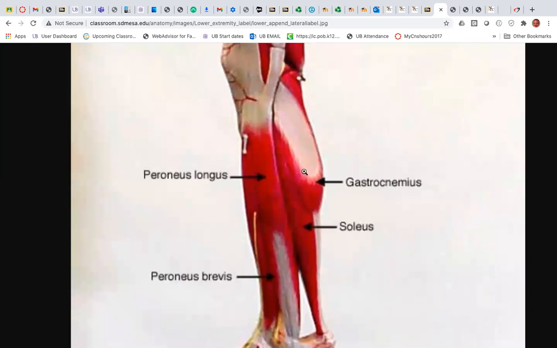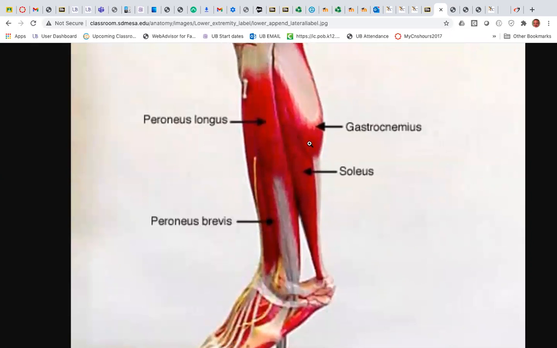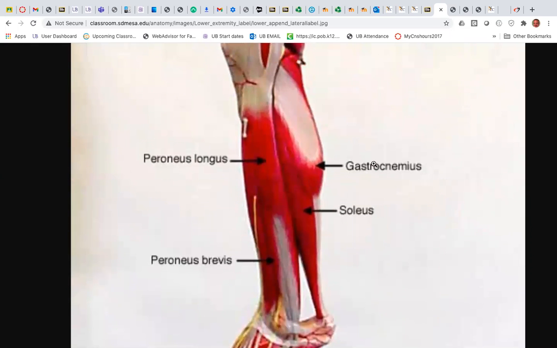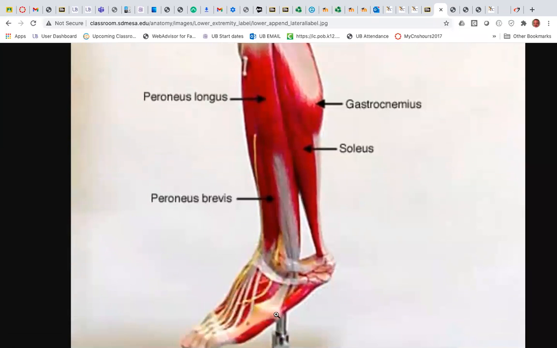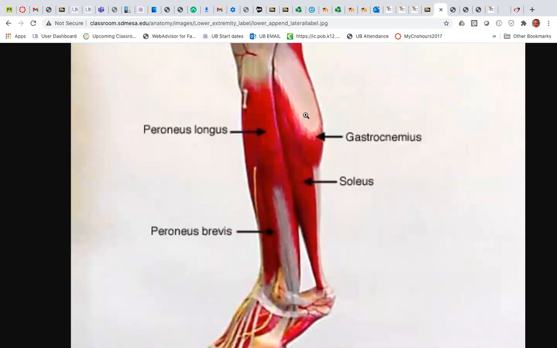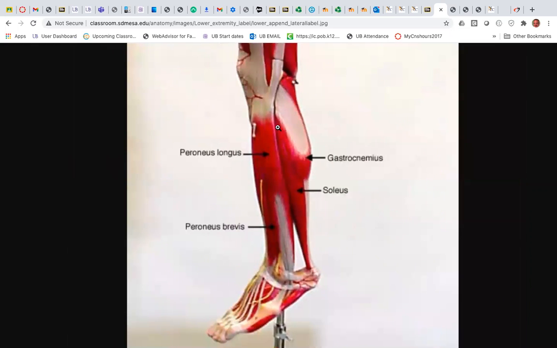So gastrocnemius, and because we're looking at this from the lateral side, the gastrocnemius has two heads. It has a lateral head and a medial head, but because we're looking at the foot from the lateral side, we can only see the lateral head of the gastrocnemius. When we look at it from the posterior side, we can see both. I promise you, we'll take a look at that.